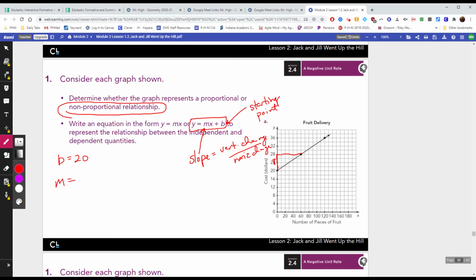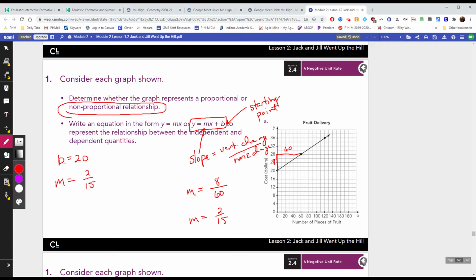How far did I move horizontally? Well, I was at 0, and then this point is at 60 horizontally. So that puts me 60 units is the difference here. So the slope, the vertical change was 8. The horizontal change was 60. So our slope would be 8 over 60, or we could simplify that to 2/15.